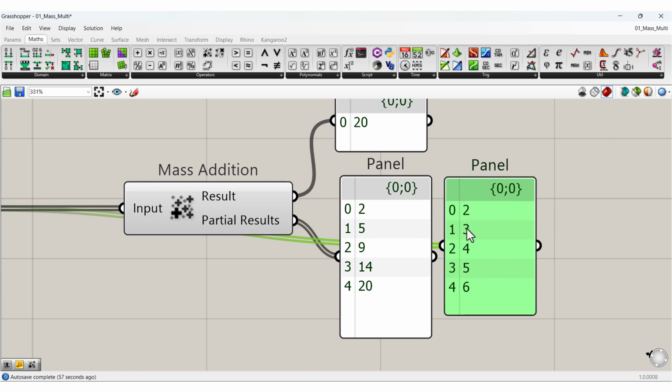2 plus 3 equals 5. 5 plus 4 equals 9. 9 plus 5 equals 14. And 14 plus 6 is equal to 20.